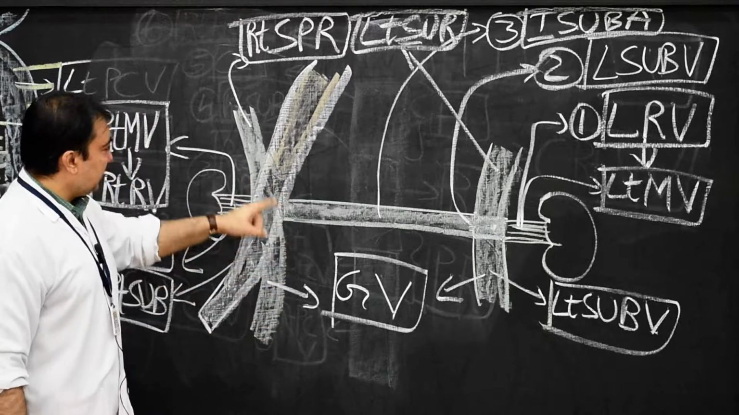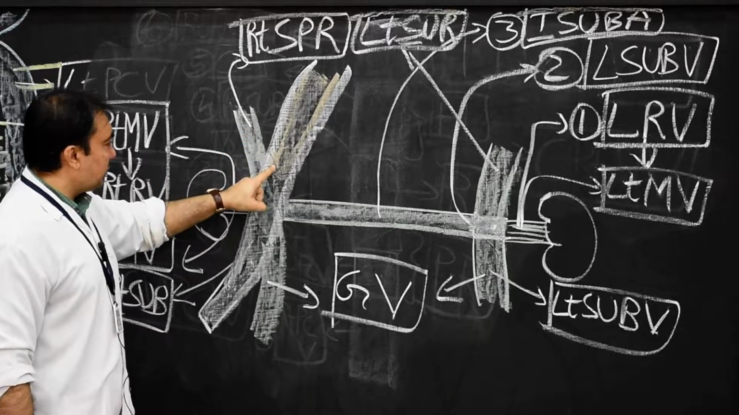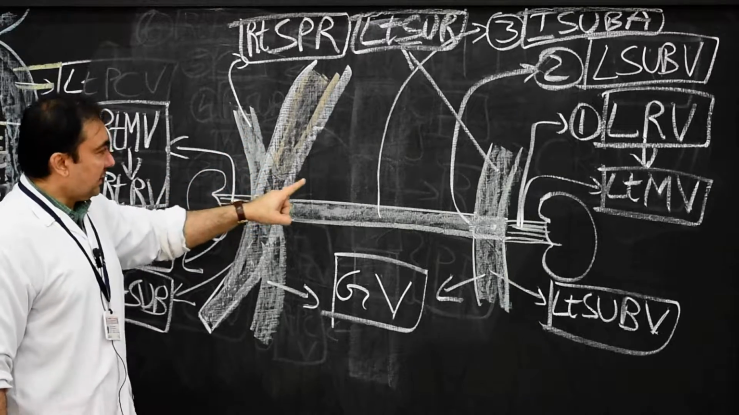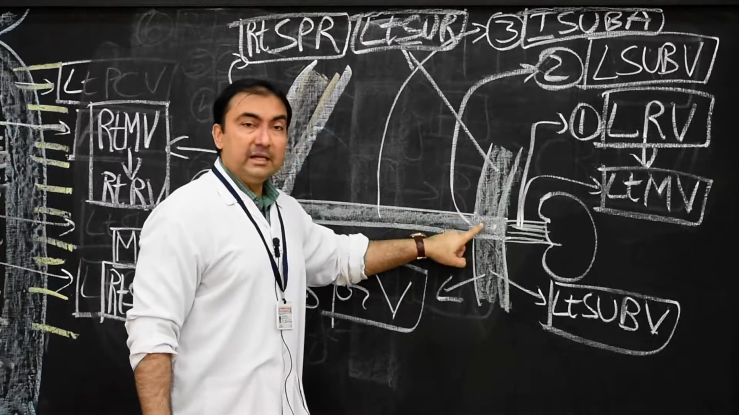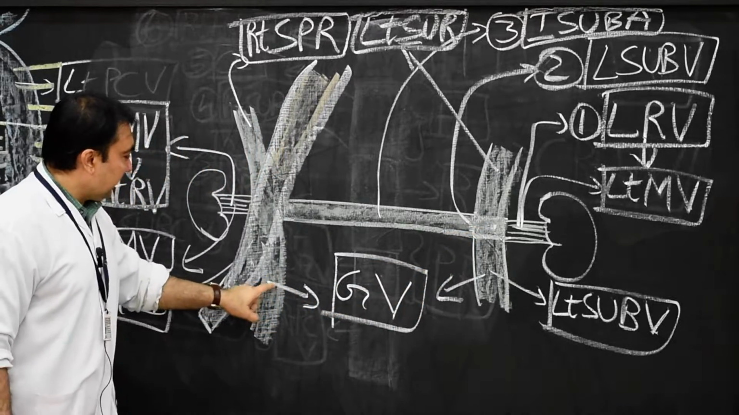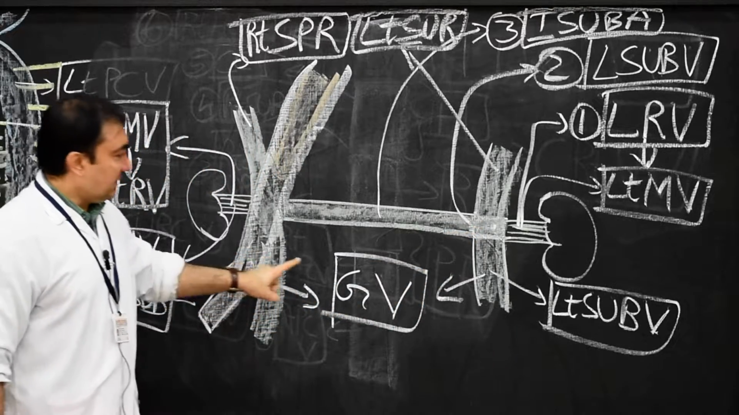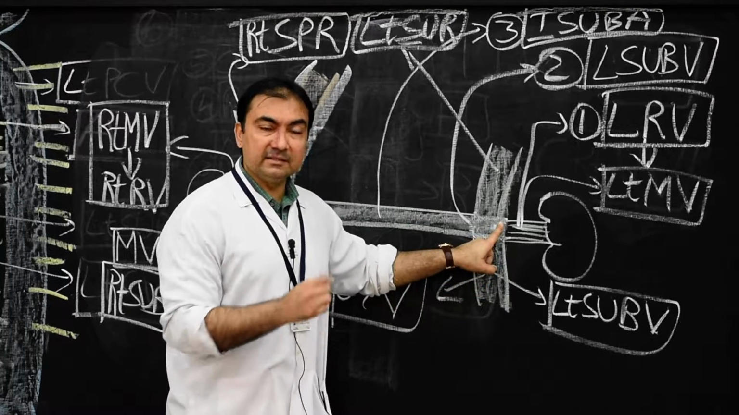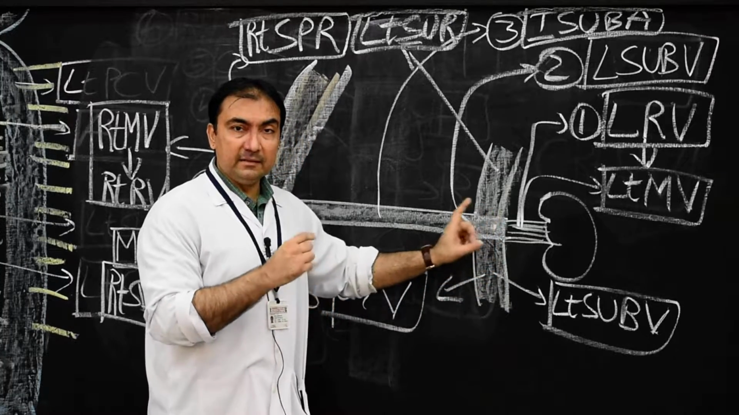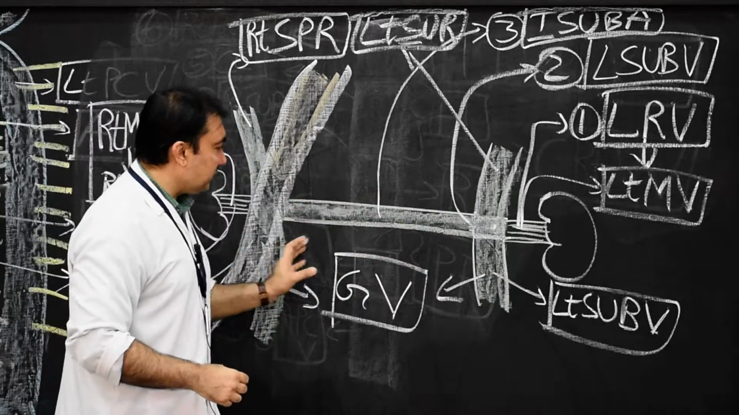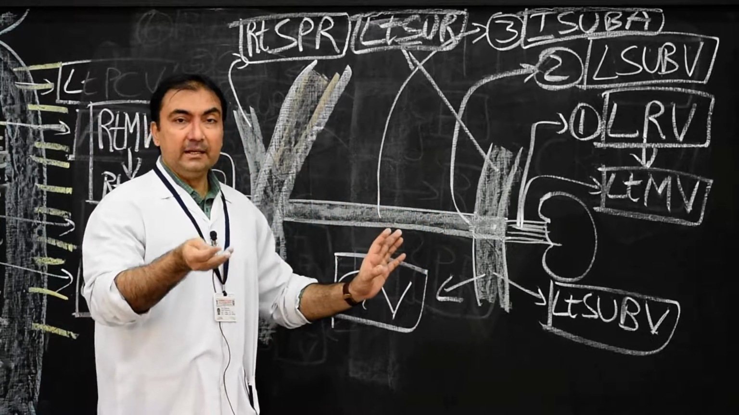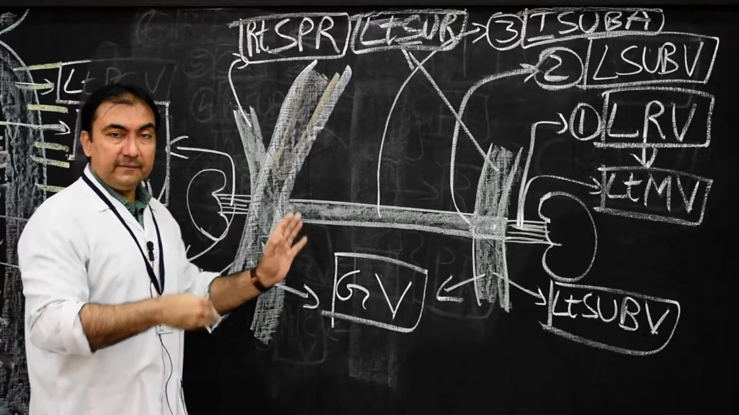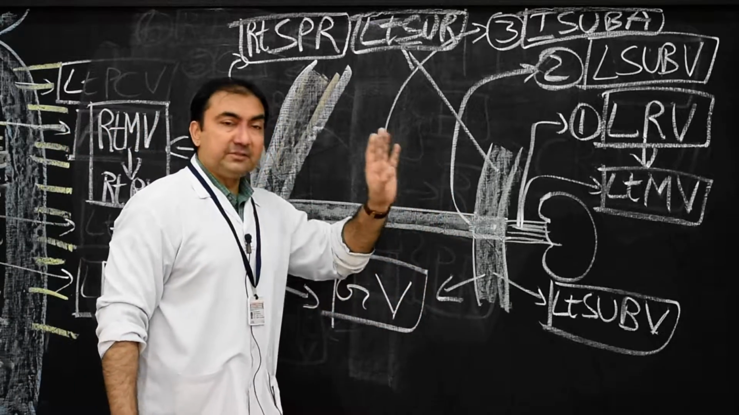Because of this diagram, you can see the right suprarenal vein will drain into the inferior vena cava. The left suprarenal vein will drain into the left renal vein. The right gonadal vein will drain into the inferior vena cava, and the left gonadal vein will drain into the left renal vein. This is the only reason. See the diagram, and this is the reason why the suprarenal and gonadal veins on the right and left side drain into, on the right side the inferior vena cava, on the left side the left renal vein.